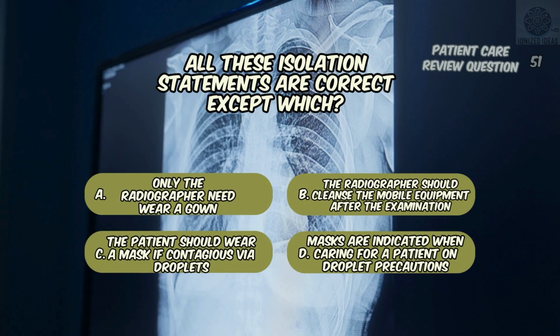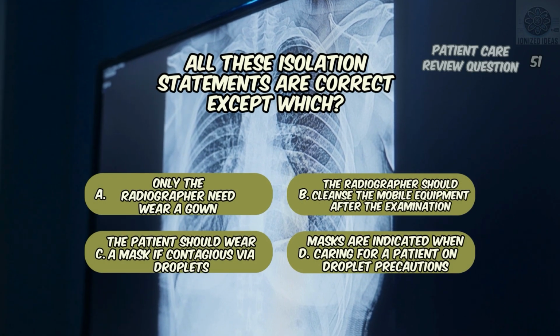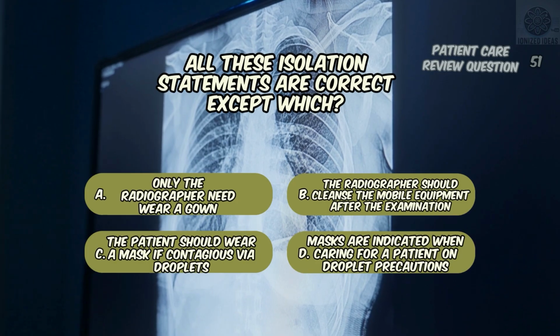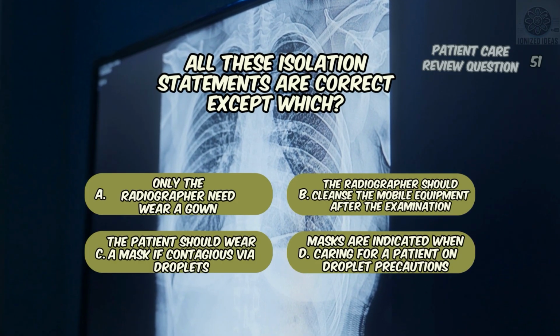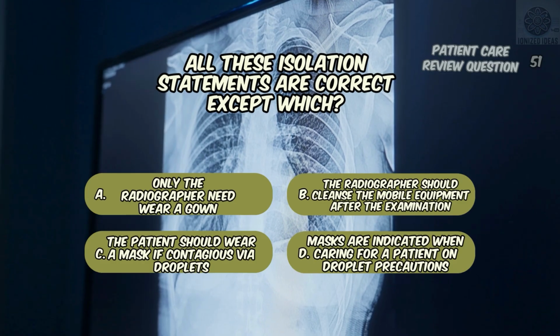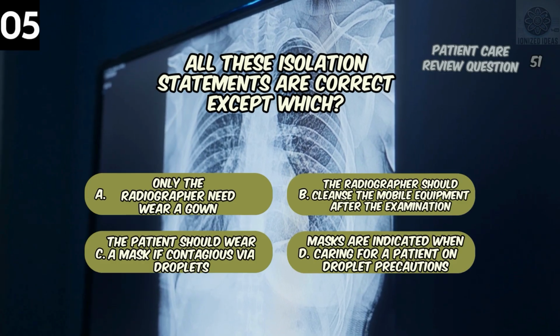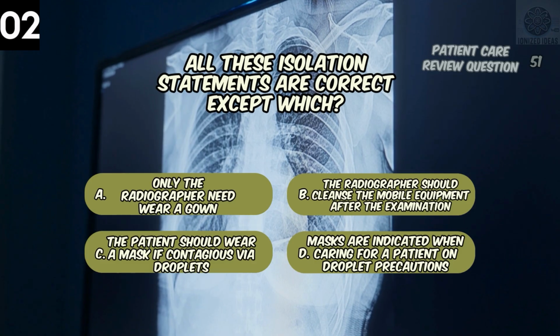All these isolation statements are correct except which? A. Only the radiographer need wear a gown. B. The radiographer should cleanse the mobile equipment after the examination. C. The patient should wear a mask if contagious via droplets. D. Masks are indicated when caring for a patient on droplet precautions.